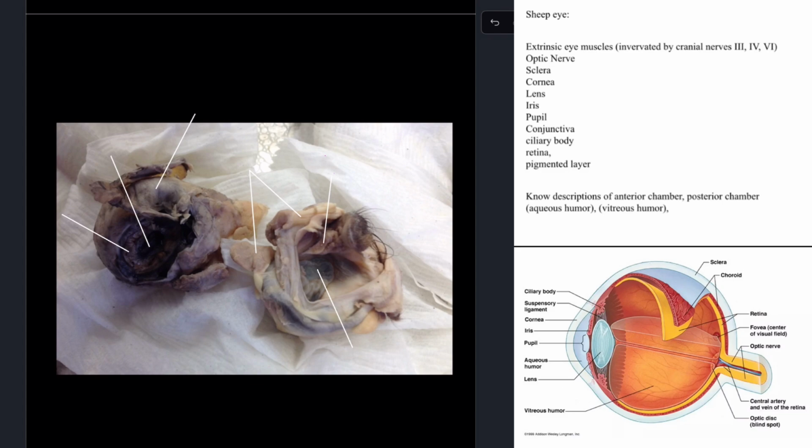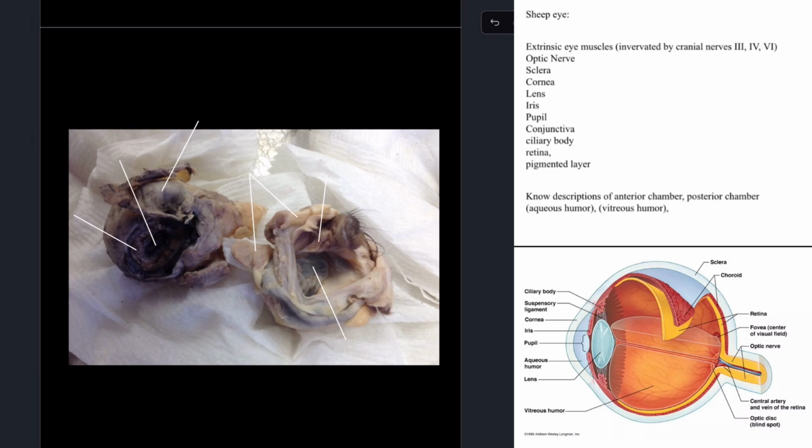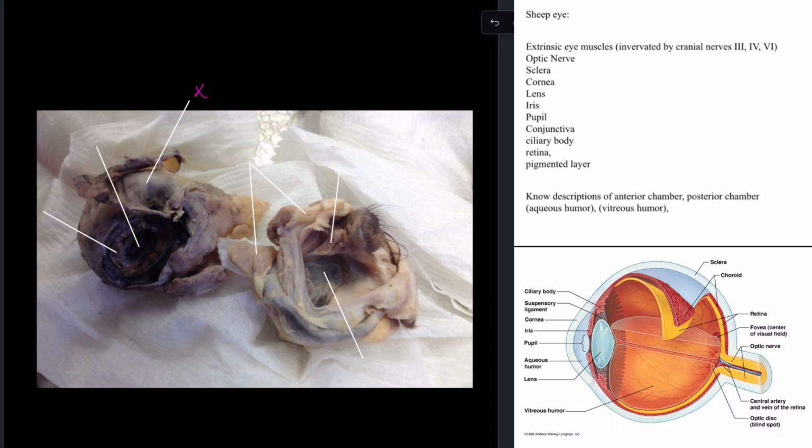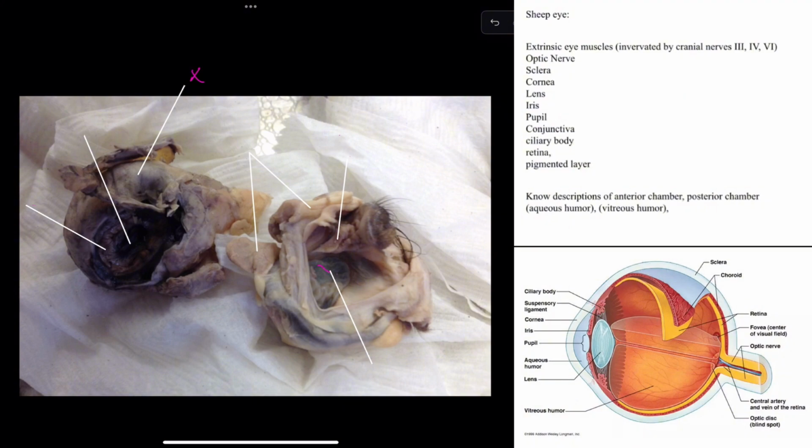All right, now going over the sheep eye model. This is the one that she has in the video. I just took it out and I'm going to identify it right now. This white structure right here is called the sclera. You see this foggy looking structure? That right there is the cornea.